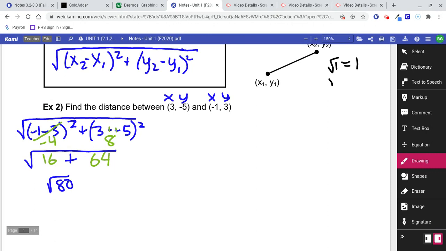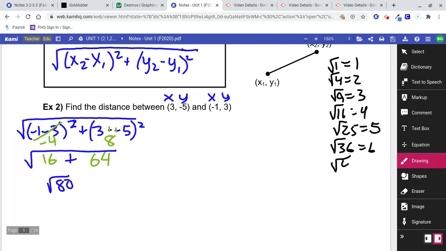Square root of 1 is 1, square root of 4 is 2, square root of 9 is 3, square root of 16 is 4, square root of 25 is 5, square root of 36 is 6, square root of 49 is 7, square root of 64 is 8, square root of 81 is 9, square root of 100 is 10. You should know all of those like the back of your hand. You should know them backwards and forwards. Okay, you've got to know those.